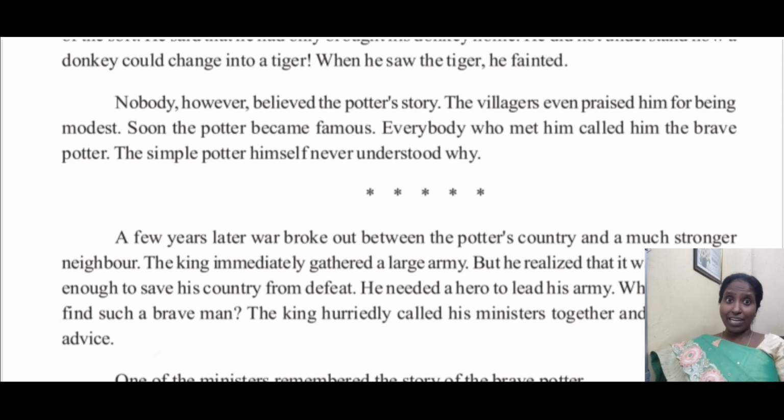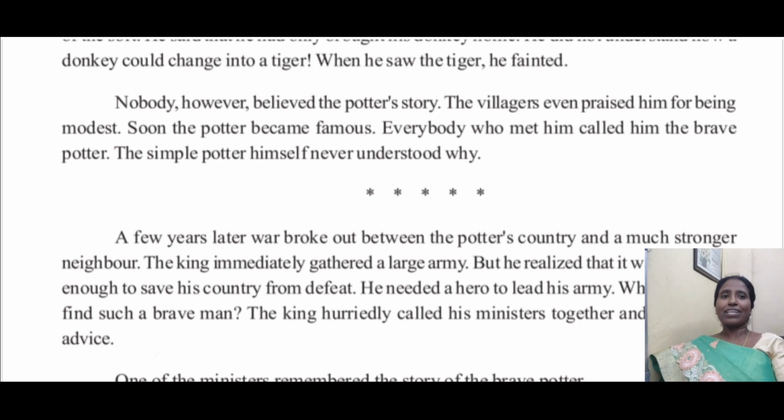Soon the Potter became very famous. Everybody who met him called him the brave Potter. Now he got a title. What is the title? Brave Potter. Now this is the title of our story. Now I think you could understand how the Potter became brave Potter.